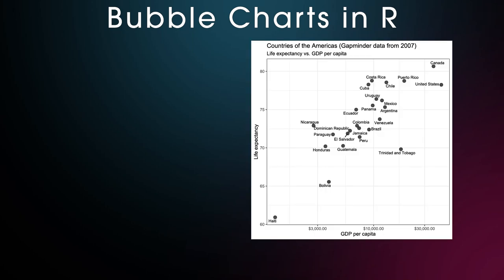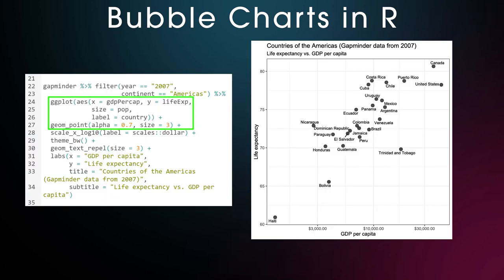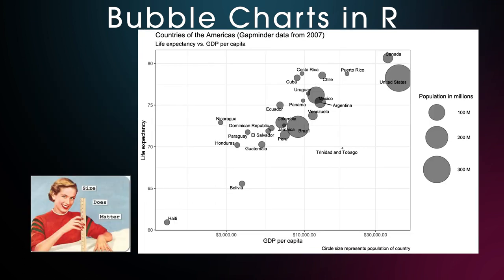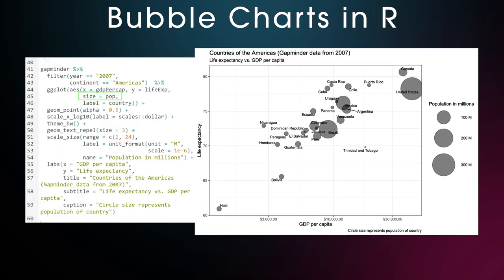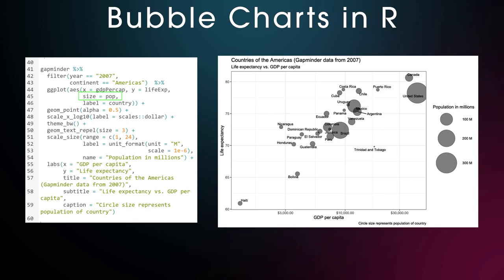A bubble chart is basically a scatter plot that you can create with the ggplot and geom_point functions, but with one extra dimension included in the chart. It allows you to visualize an additional variable or column from your dataset. So instead of only showing the GDP per capita on the x-axis and the life expectancy on the y-axis, you can add the population size of these various countries as well.